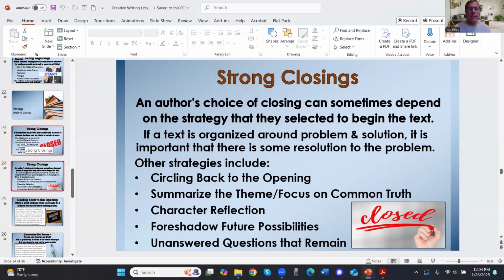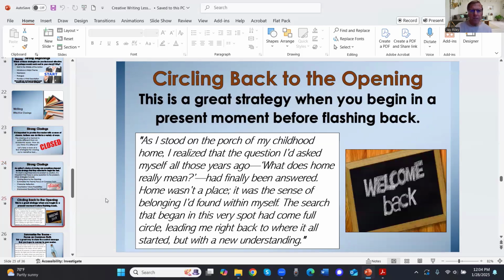So we're going to take a look at each of these strategies individually. But remember, the strategy that you select may depend on the strategy that you chose for your opening. So let's take a look at this first one, circling back to the beginning. Okay, so this is a really good strategy to use when you begin in a present moment before you flash back. And we talked about that in our introductory strategies video.